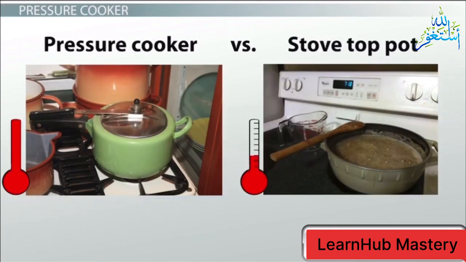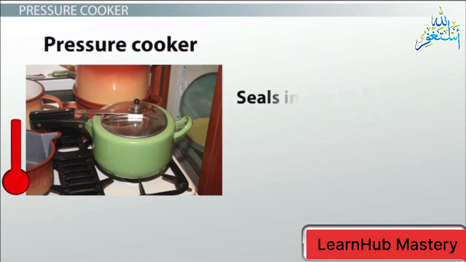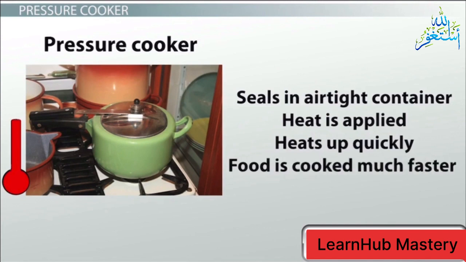Something really quickly, you would certainly choose the pressure cooker. That's because a pressure cooker seals your food and water in an airtight container. A source of heat, such as gas or electricity, is applied to the pressure cooker to heat it up. Because neither air nor liquid can escape the pressure cooker, it heats up very quickly and therefore allows the food to be cooked much more quickly as well.